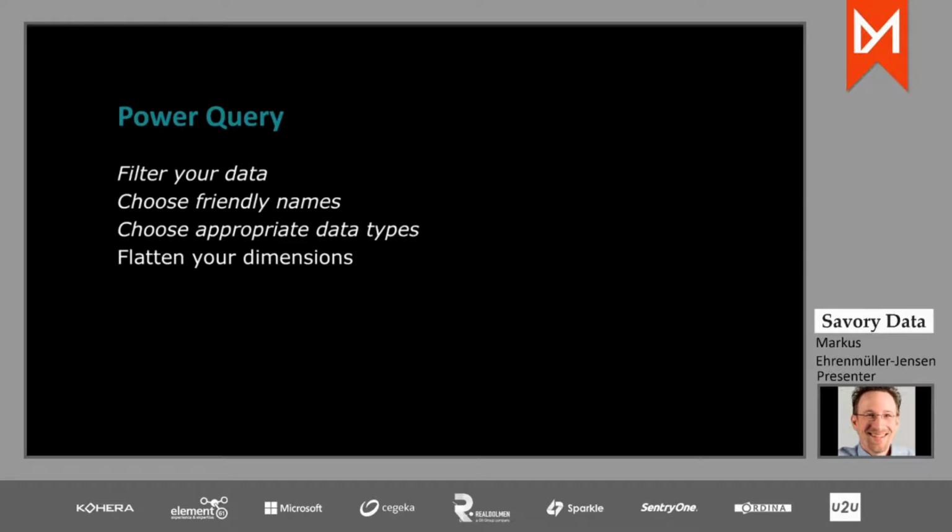You can flatten your dimensions with Power Query, and you should do that, and you should not flatten your facts. So the fact tables should be like they are delivered, and for the dimensions, you should flatten them. That means for the product table, I already load the subcategory attributes and the product category attributes into the product table. That's what I mean by flattening your dimensions. So we end up with a nice and crisp star schema.